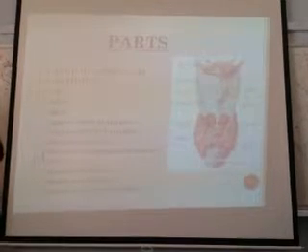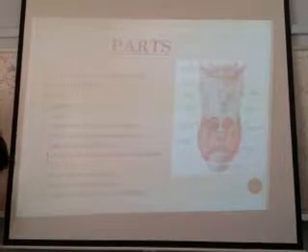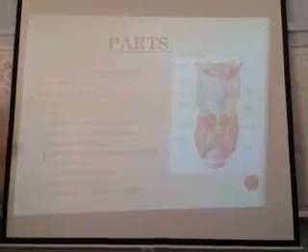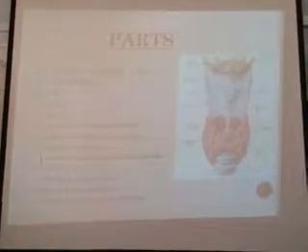Next is parts of thyroid gland. So it is having two lateral lobes, that is left and right lateral lobe, and isthmus. So isthmus is present between the two lobes. It joins the connection between the left and right lobe. And about the lobes, it is having apex, base, anterolateral surface, posterolateral surface, medial surface, anterior and posterior border.